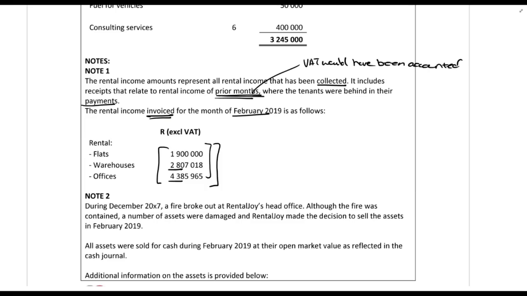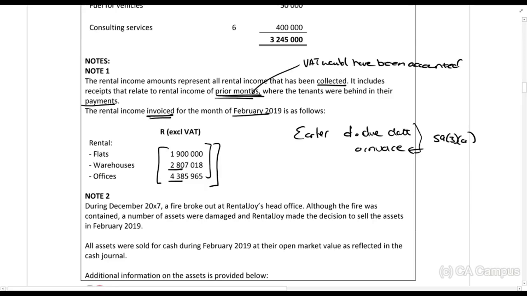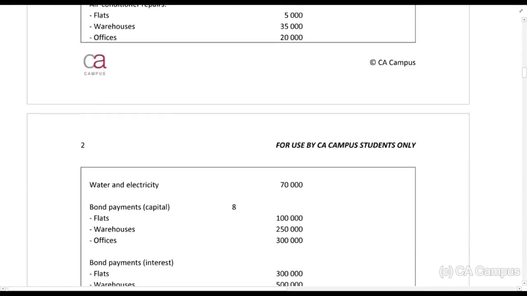Right, but we're not going to go into too much detail on rentals right now, but a rental is the earlier of due date or invoice. We'll talk about that a bit more in part two. But basically what I want you to see is the invoice amount is what we are going to be using. And that is in section 9(3)(a). All right. So we'll do that.